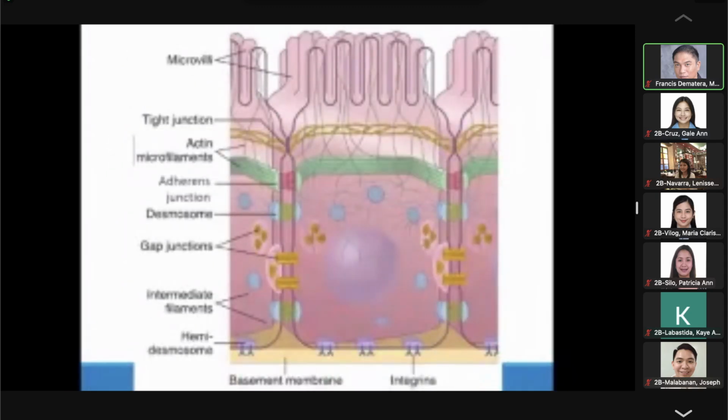So intraepithelial adhesions involve several different surface protein interactions at tight junctions, adherence junctions, and desmosomes. These various adhesion proteins within the plasma membrane associate with actin microfilaments and intermediate filaments to provide a mechanical matrix for cell structure signaling.